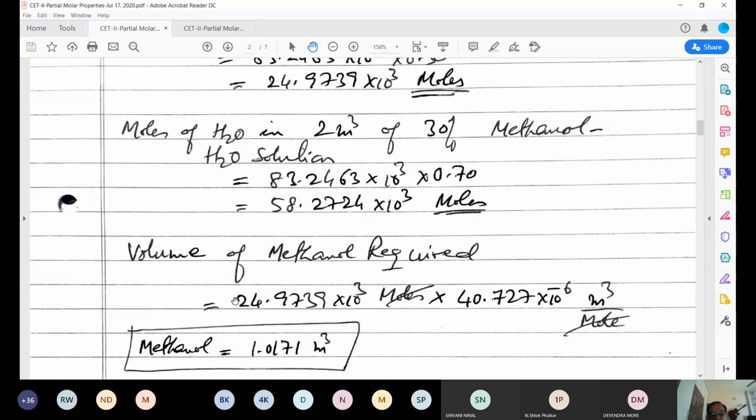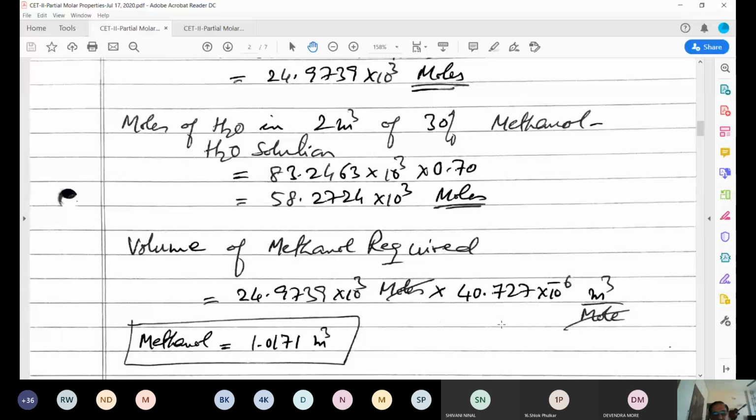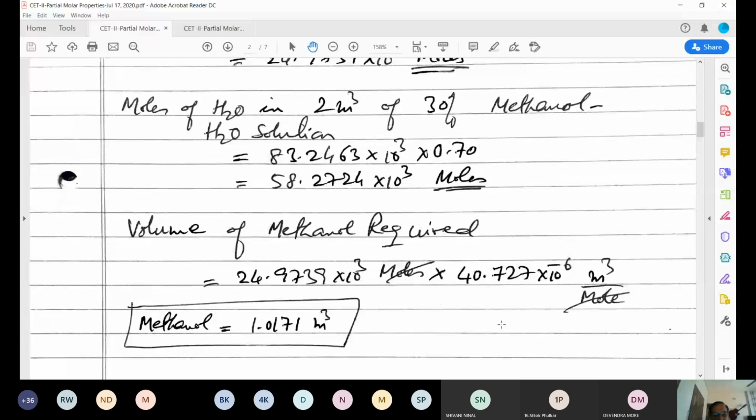समझा गया? ये मोल्स निकाला हमने, मोल्स ऑफ मिथनॉल रिक्वायर्ड, नाउ मल्टीप्लाई बाय प्योर मिथनॉल का मोलार वॉल्यूम। पार्शियल मोलार वॉल्यूम इज फॉर फाइंडिंग मिक्सचर वॉल्यूम, मोलार वॉल्यूम इज फाइंडिंग प्योर कंपोनेंट वॉल्यूम। समझा गया? डिड यू अंडरस्टैंड द डिफरेंस?